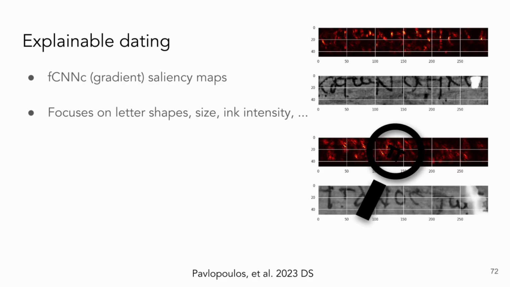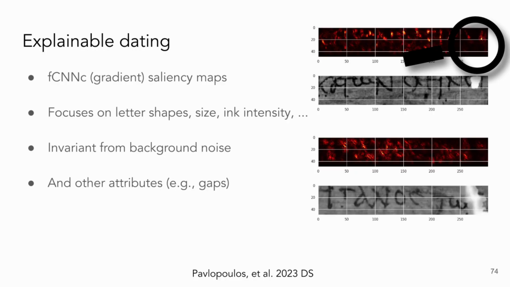It could also be the distance between the letters, the size, the intensity of the ink. But it looks real. It looks like something that the paleographer might have looked into before dating. By contrast, it seems invariant to background noise. And it is also invariant to other attributes, such as holes, which are often present in these items and which do not get any attention from the model.